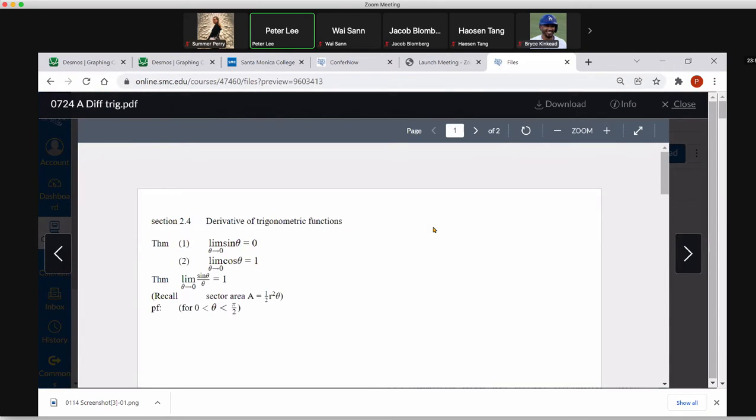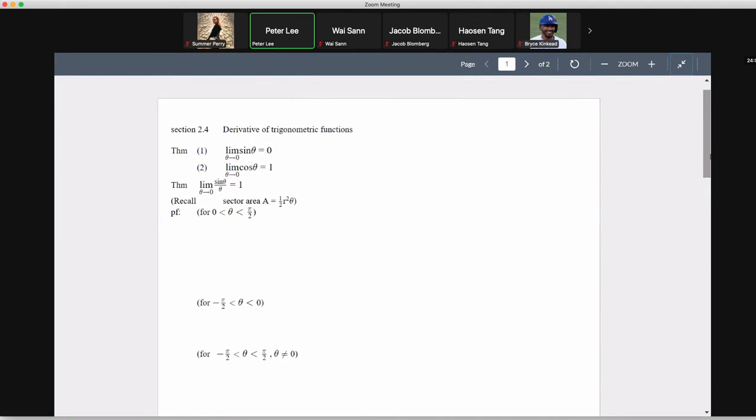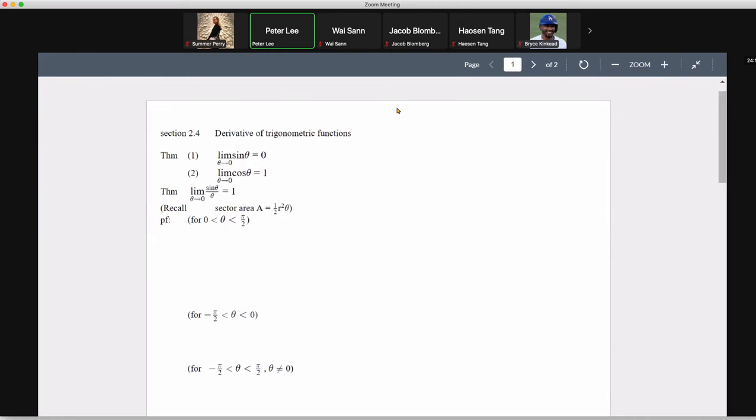Now we get into trigonometry. So let's look it up. Section 2.4, derivative of trig functions. The first theorem is actually quite easy. We assume that the cosine function and the sine function are continuous. The limit of sine theta as theta approaches 0 is 0, and the limit of cosine theta as theta approaches 0 is 1.